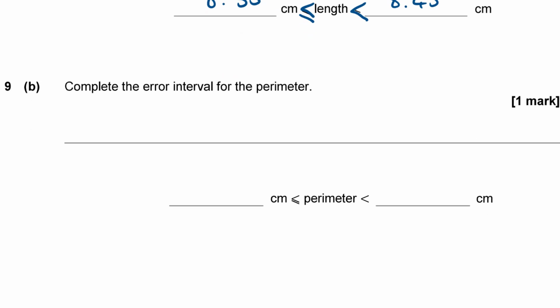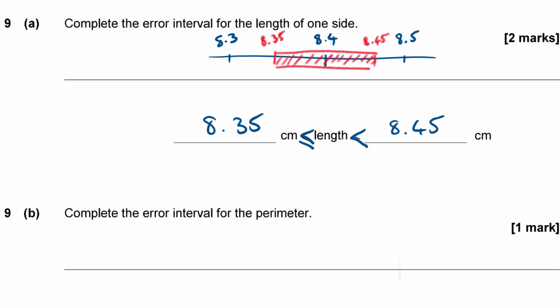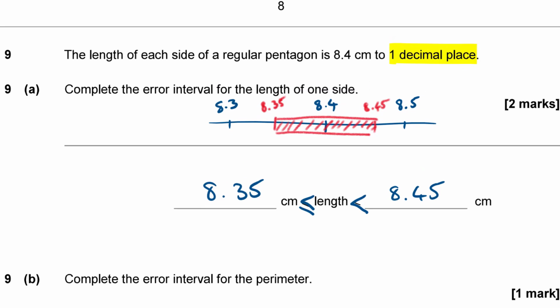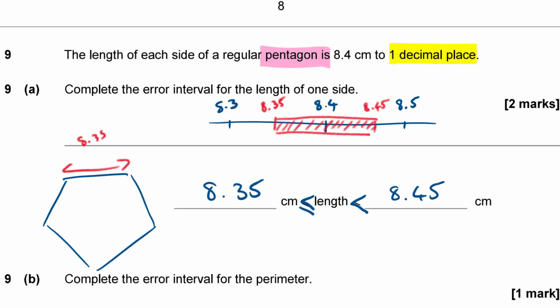Okay, 9B, complete the error interval for the perimeter. So this is a regular pentagon. What does a pentagon look like? It is a five-sided polygon. 1, 2, 3, 4, 5. Okay, so any one of those sides is going to be between 8.35 and 8.45. And what we're going to do is multiply those by 5.